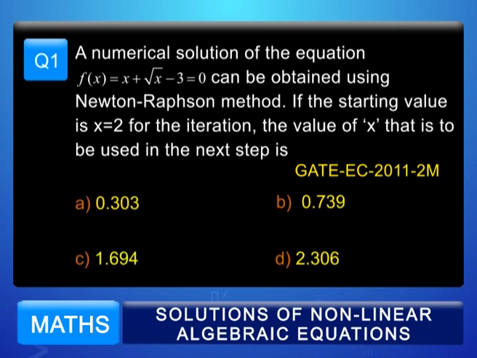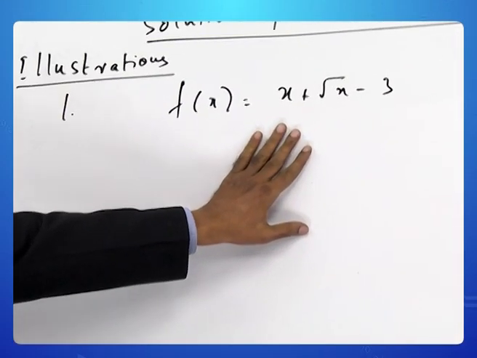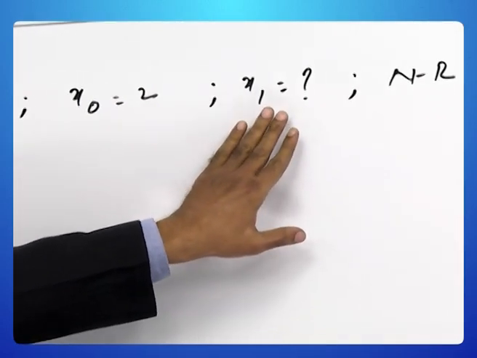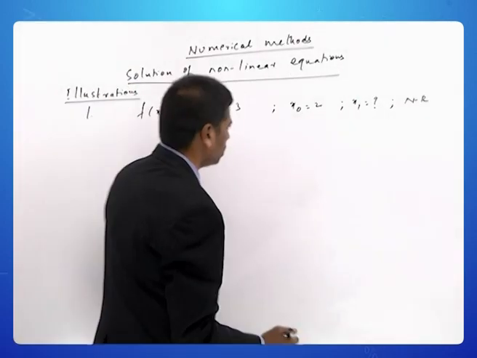Question number 1. A numerical solution of the equation f(x) = x + √x - 3 = 0 can be obtained using Newton-Raphson method. If the starting value is x = 2 for the iteration, the value of x that is used in the next step is, the options are 0.306, 0.739, 1.694 and 2.306. So this is a given equation, it's a nonlinear equation and the starting value is prescribed in the problem. We have to find out the value of x in the next iteration by the Newton-Raphson method.